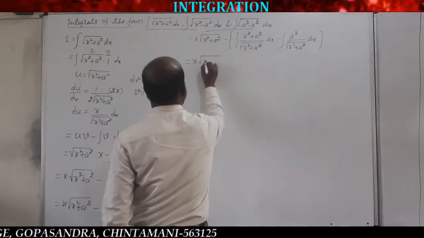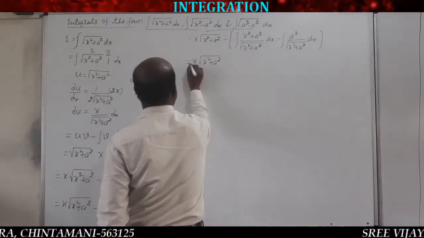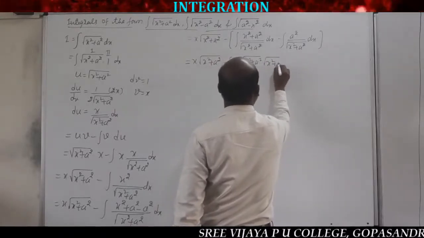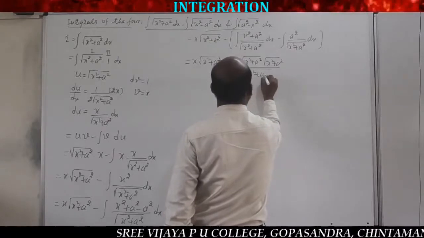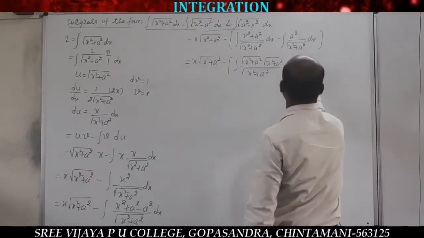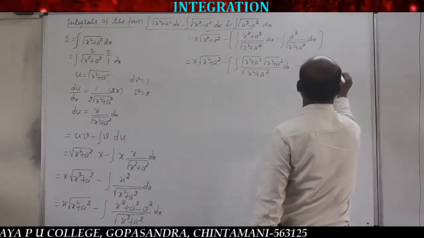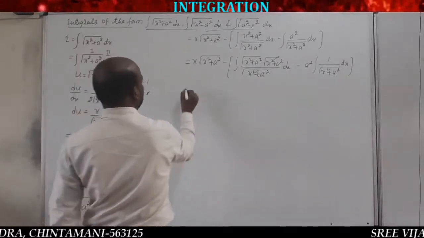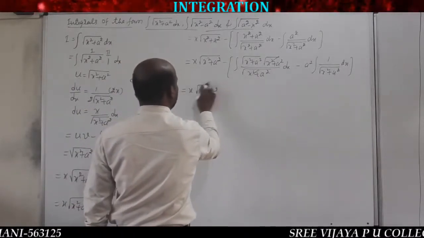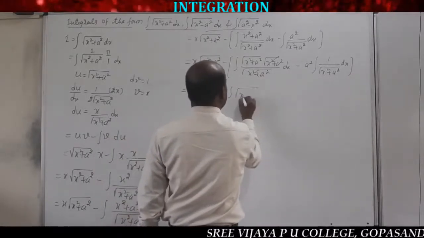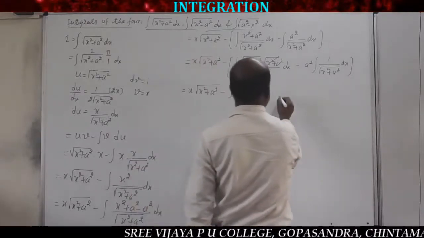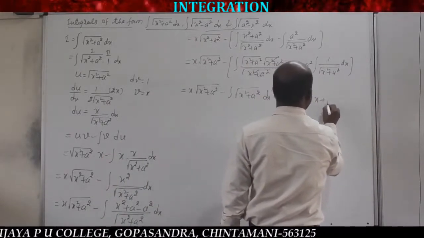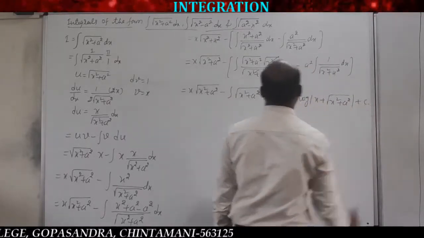That is equals to x into root of x square plus a square minus integral of root of x square plus a square into root of x square plus a square by root of x square plus a square with respect to x, minus a square into 1 upon root of x square plus a square with respect to x. So here one term gets cancelled. That is equals to x into root of x square plus a square minus integral of root of x square plus a square minus a square integral of 1 upon root of x square plus a square, that is log of modulus of x plus root of x square plus a square plus c.